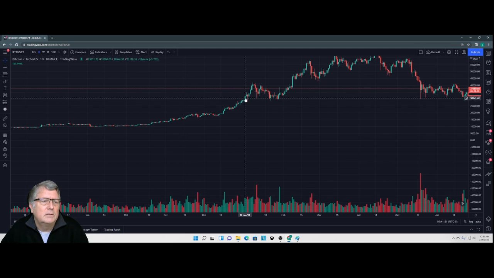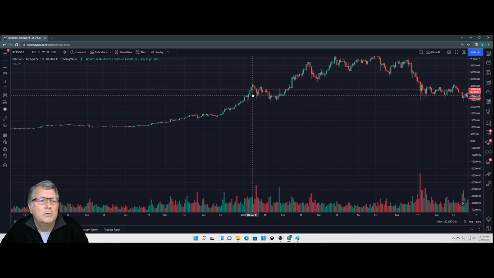These little red candles, not so much. But here we had a third red candle. This day scared a lot of people out of crypto. You see that it moved from about 42 down to 37. That's a pretty significant move at that time.